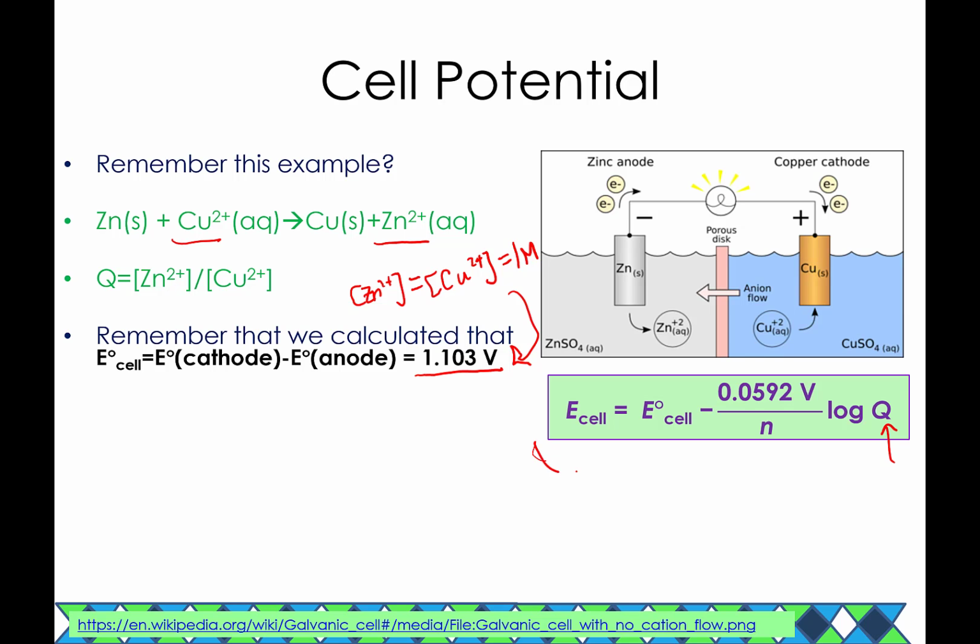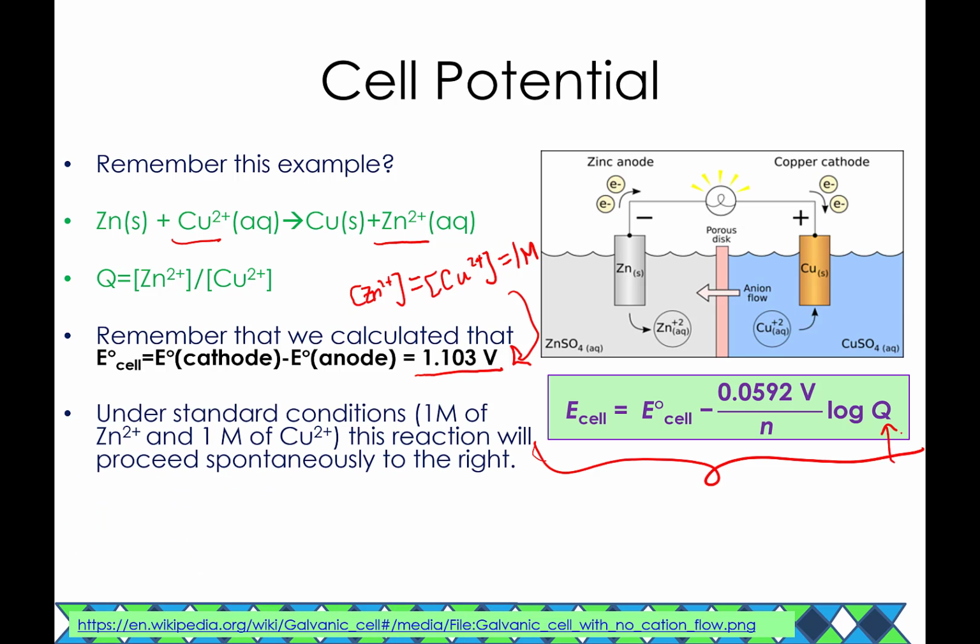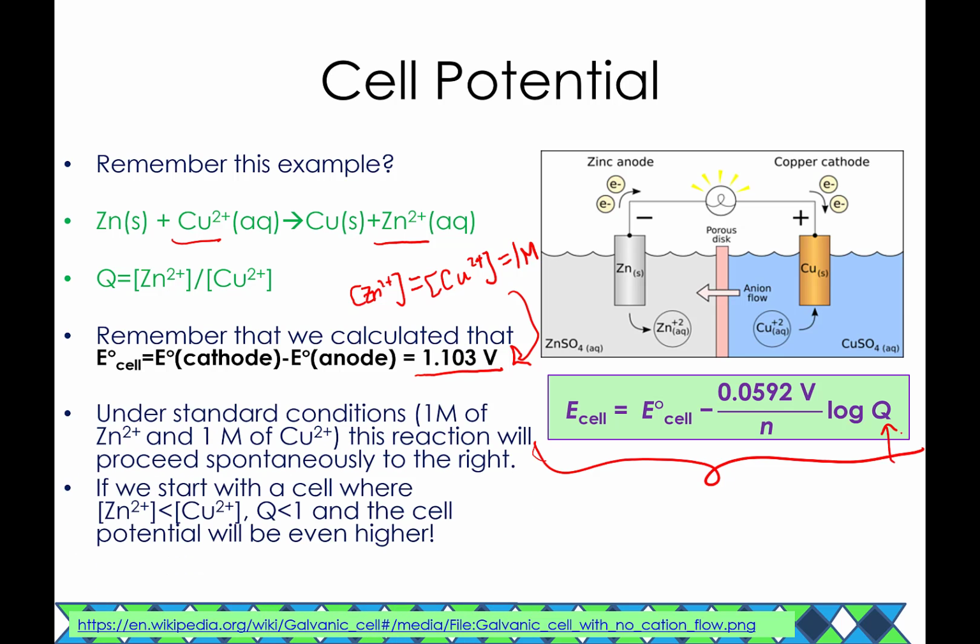So we can use the Nernst equation to calculate the cell potential under non-standard state conditions. You can imagine if we started out with a cell where the zinc 2 plus concentration was less than the copper 2 plus concentration, so Q is less than 1. The log of a number that's less than 1 is going to be negative, so this whole number will be positive. That means the cell potential is going to be greater under these non-standard state conditions. So the cell potential will be even higher.